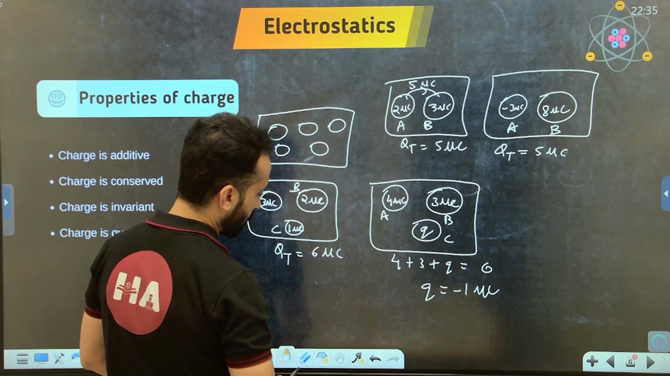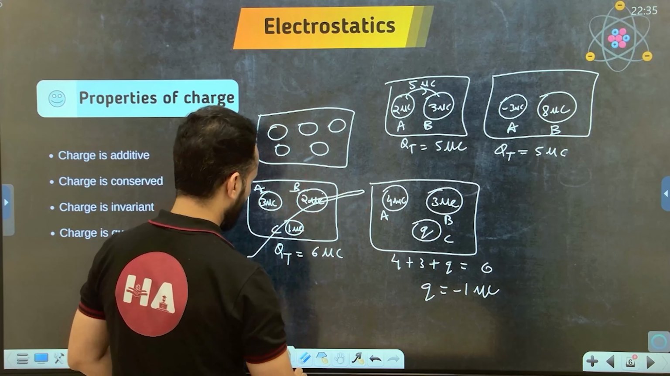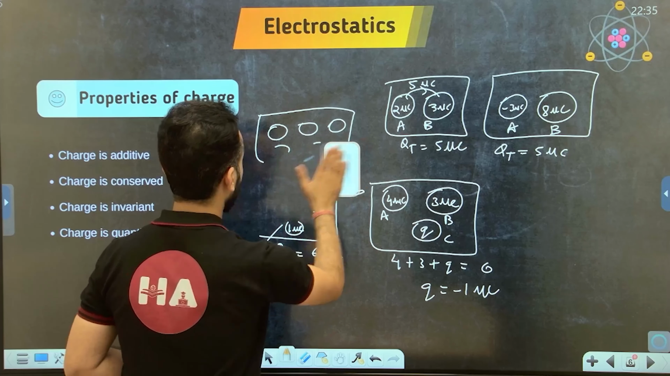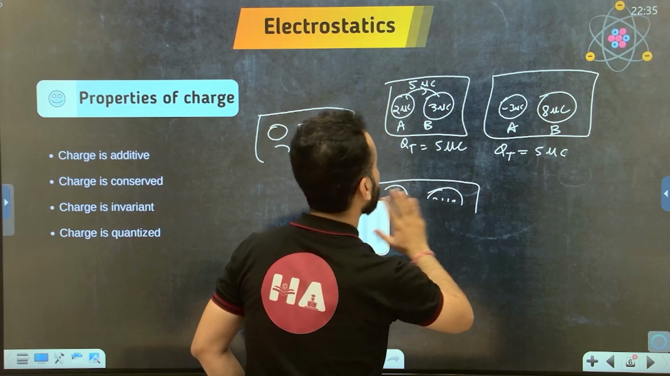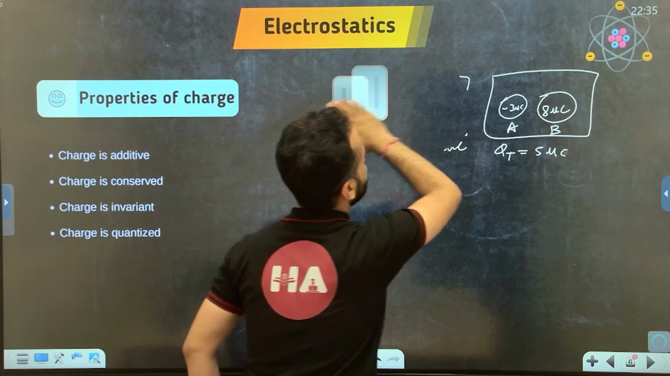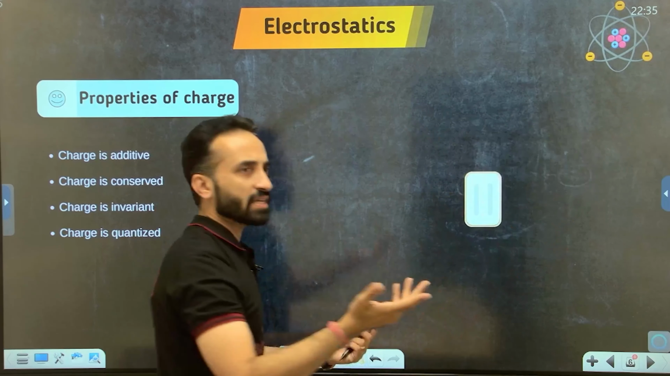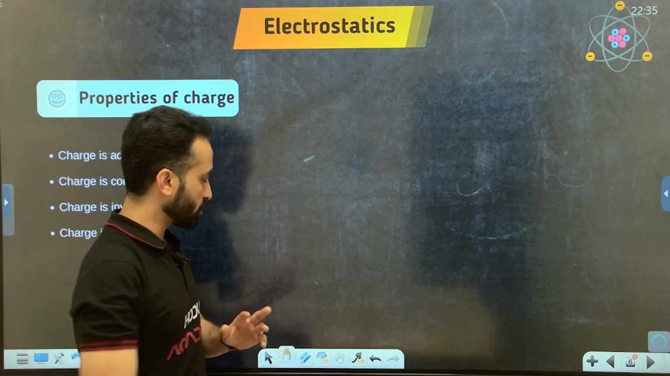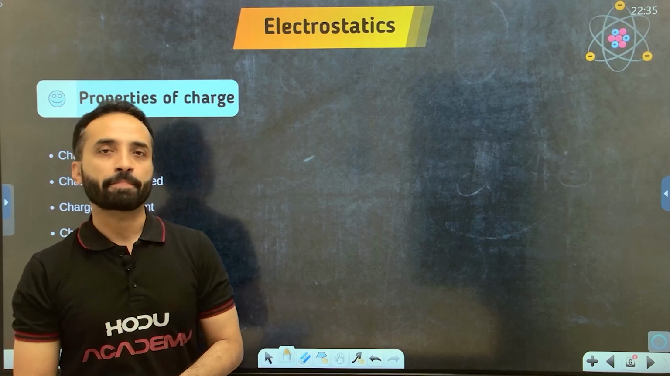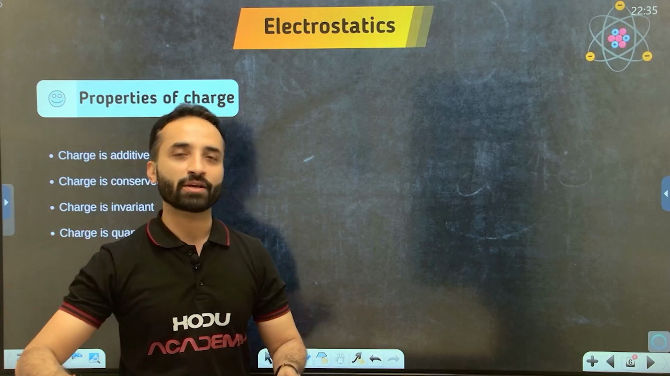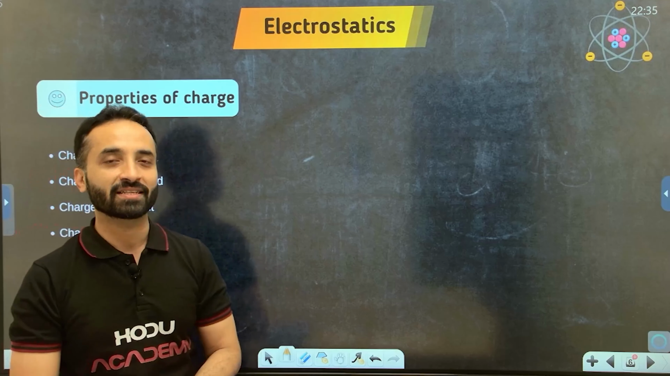But let me take an example of mass. What about mass? Some of you might wonder, no, mass never changes. Mass of a body is fixed. You go on the moon, mass is still the same, right? You go on the poles, you go on the equator, you go inside water, mass is still the same.